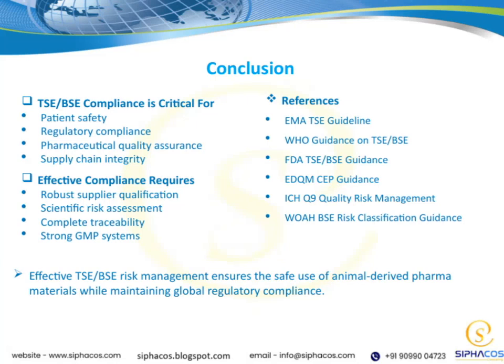To wrap up, managing the risks of TSE and BSE is crucial for using animal-derived pharmaceutical materials safely. It's about keeping patients safe, meeting global regulations, and ensuring quality throughout the supply chain. Achieving this means we need strong supplier qualification, thorough scientific risk assessments, full traceability, and solid GMP systems. These elements work together to keep everything compliant and reliable, protecting both people and the integrity of our medicines.